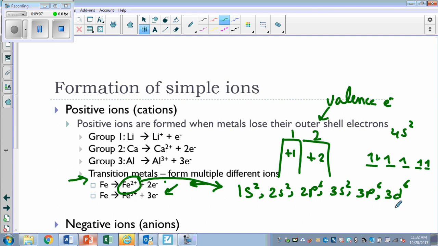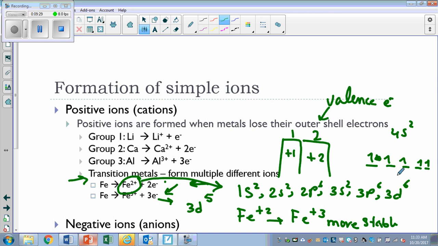That is the electronic configuration. But this is not as stable as this one is, where it has 3d5 valence electrons. That is the more stable state. So that's why iron positive 2 can be easily oxidized further to iron positive 3, because this is a more stable electronic configuration. That means each orbital will have only 1 electron. So that's why they have multiple oxidation states.